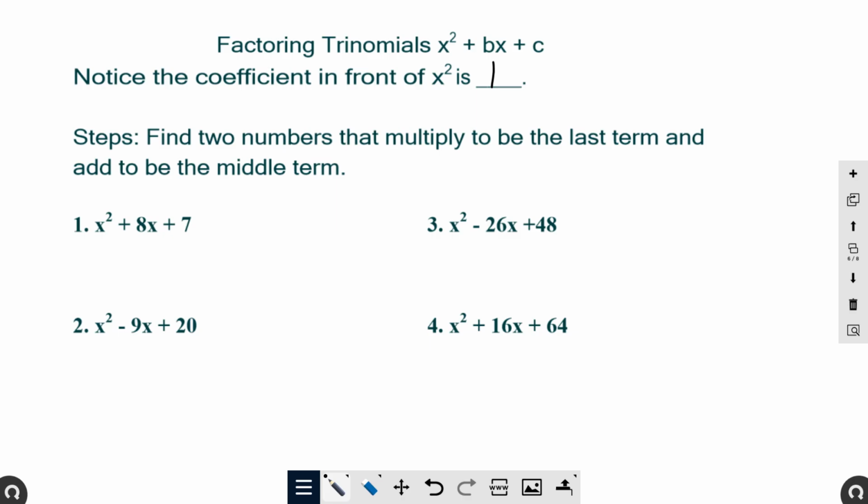So here is your steps. You find two numbers that multiply to be the last term and add to be the middle term. So I call this my little scrap work. And I was going to ask Miss Hopkins how she did it. I did before, but I forgot.